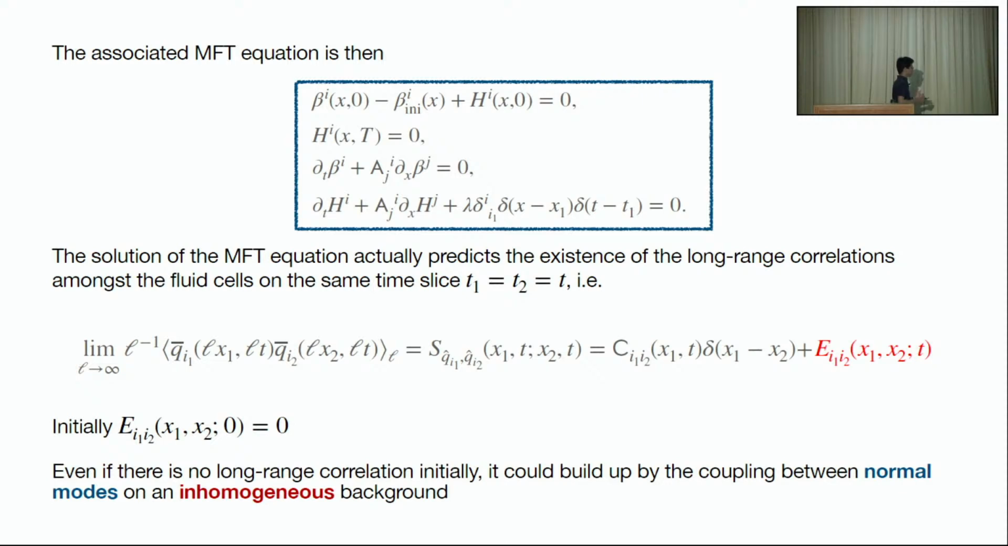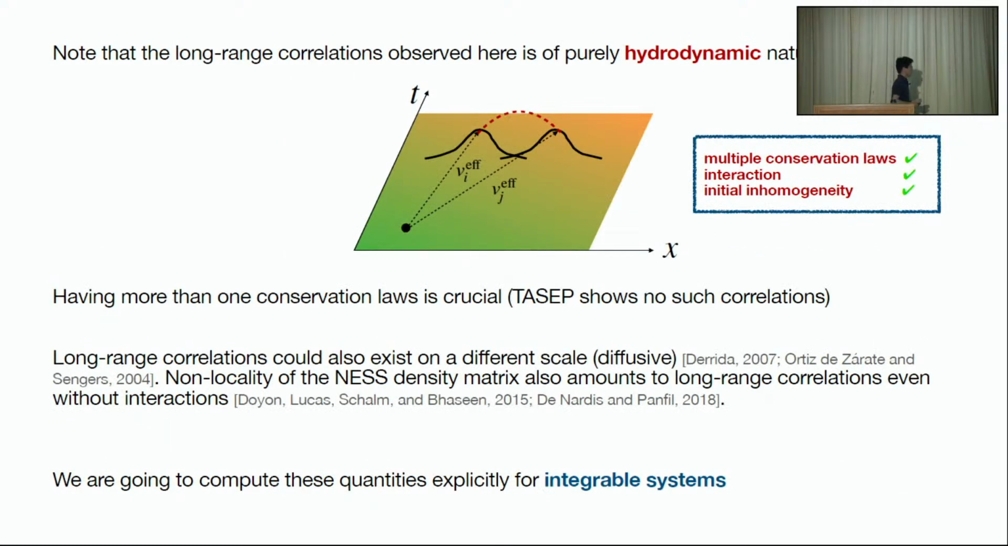So this is really coming from the inhomogeneity of the system. And actually, there are two other conditions that should also be satisfied for this long-range correlation to happen. The first one is multiple conservation laws. It has to have more than one conservation law. The second one is the interaction, so it cannot be a free theory. And the third one is the inhomogeneity.